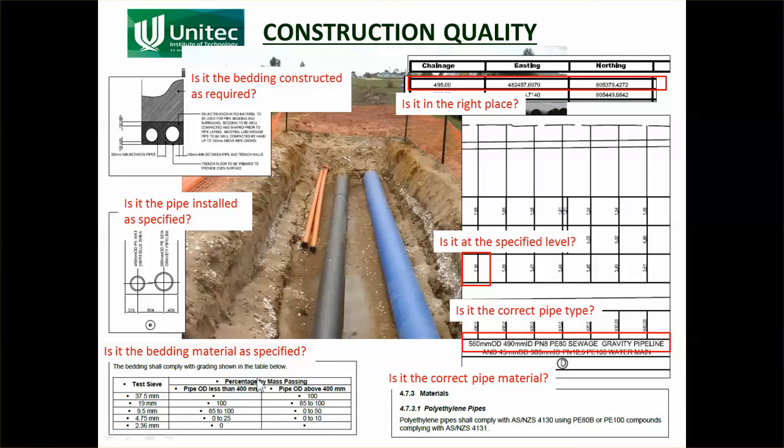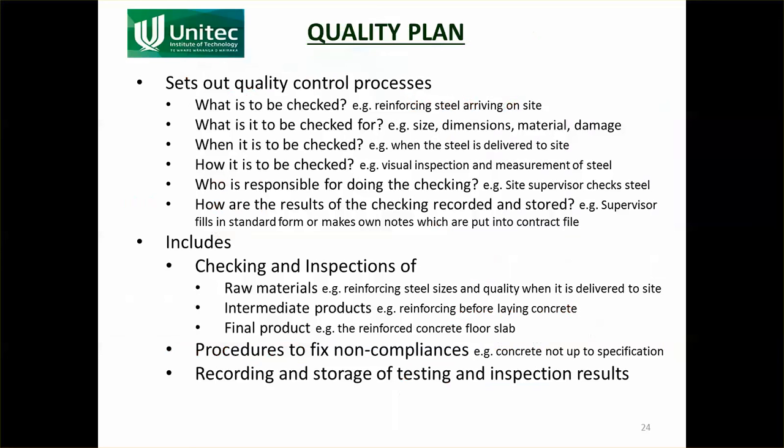So there's a bit of surveying there. There's a bit of reading dockets. The pipes normally have the type written on them. There's a bit of measurement, all those sort of things going on. So there's a lot of things that the contractor needs to do to make sure that he is building it as required by the contract documents. And to do that, rather than just rocking up on site and doing it, right at the start when you're doing the planning, you set out a quality plan.